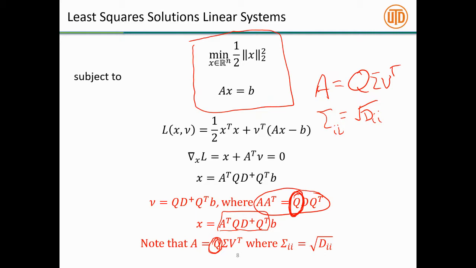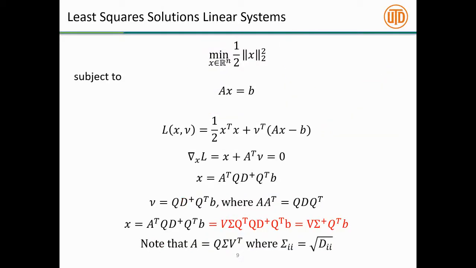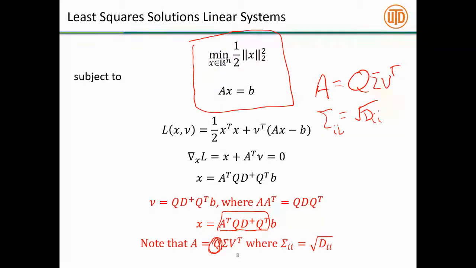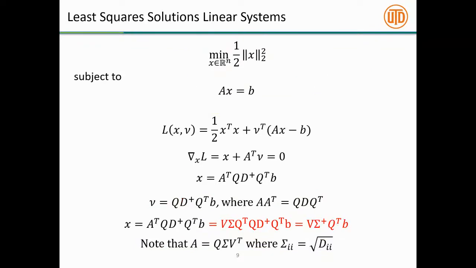So then, using the singular value decomposition, I can construct a nicer solution for X. What we ended up with last time was A transpose Q D plus Q transpose. It's kind of an ugly little expression. We can write it a little bit more nicely using the fact that A is equal to Q sigma V transpose. Plugging that in, A transpose is then equal to V sigma Q transpose.